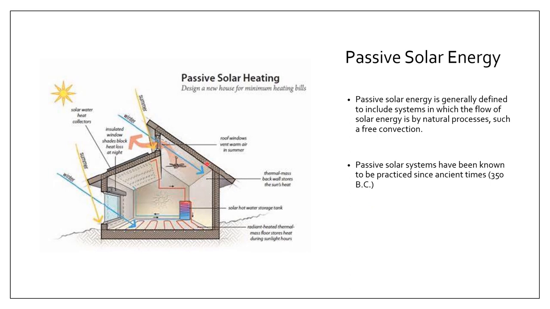Passive. So a passive solar system is a bit different from active. Let's see what the difference is. In this system, we have the flow of solar energy, and it is passive because it works by a natural process, like free convection. People have been using passive solar since way before 350 BC. So it's an ancient way of setup, but we use technology now to recreate it.